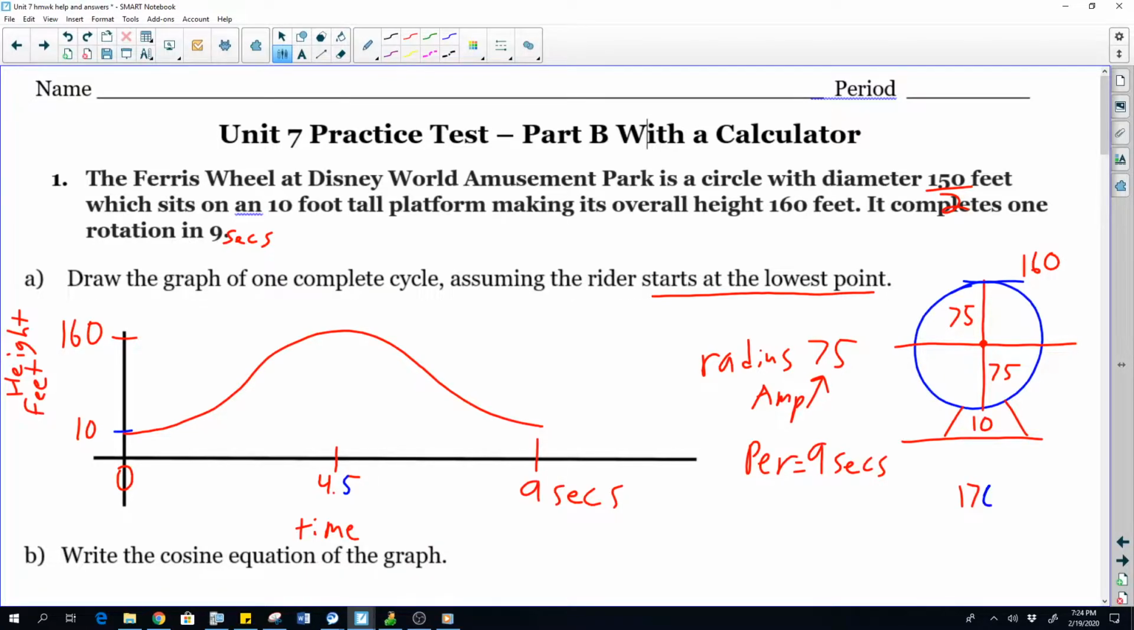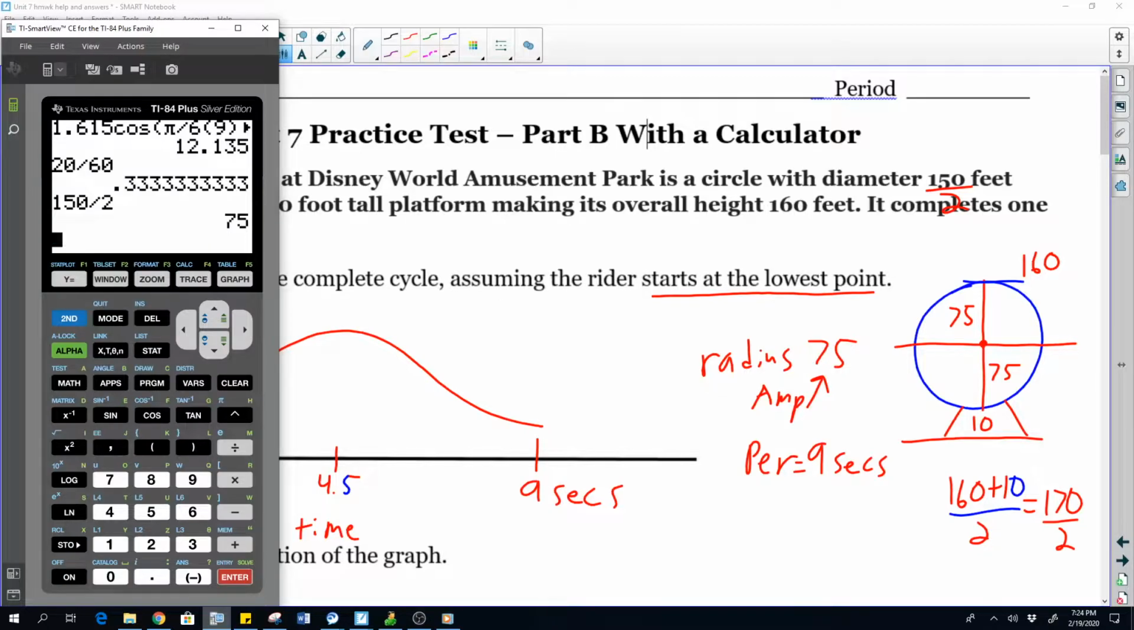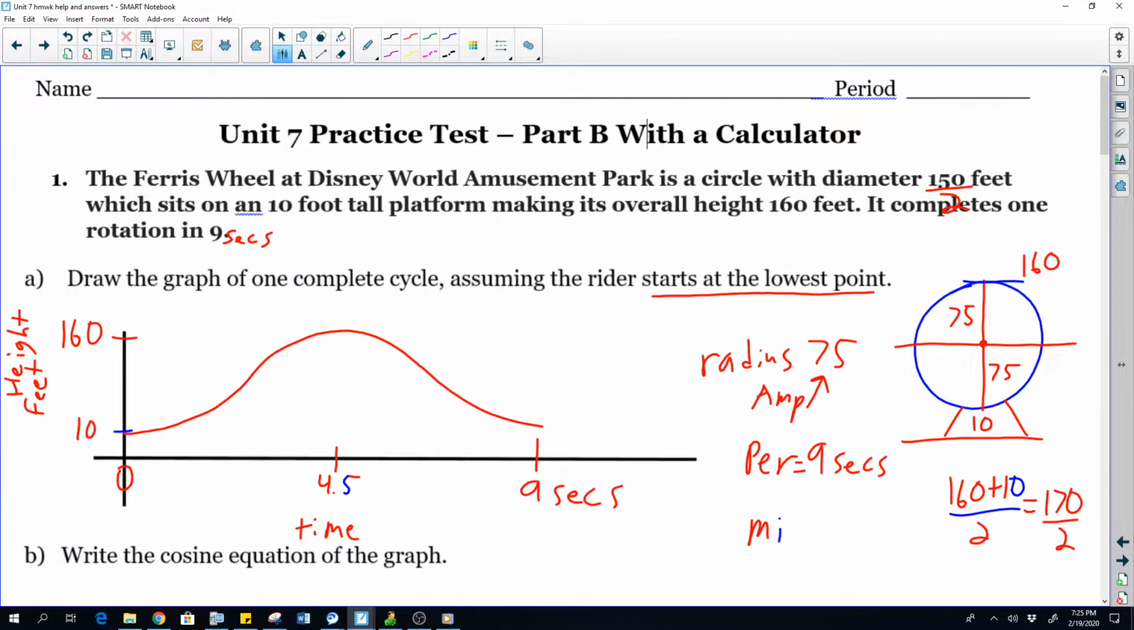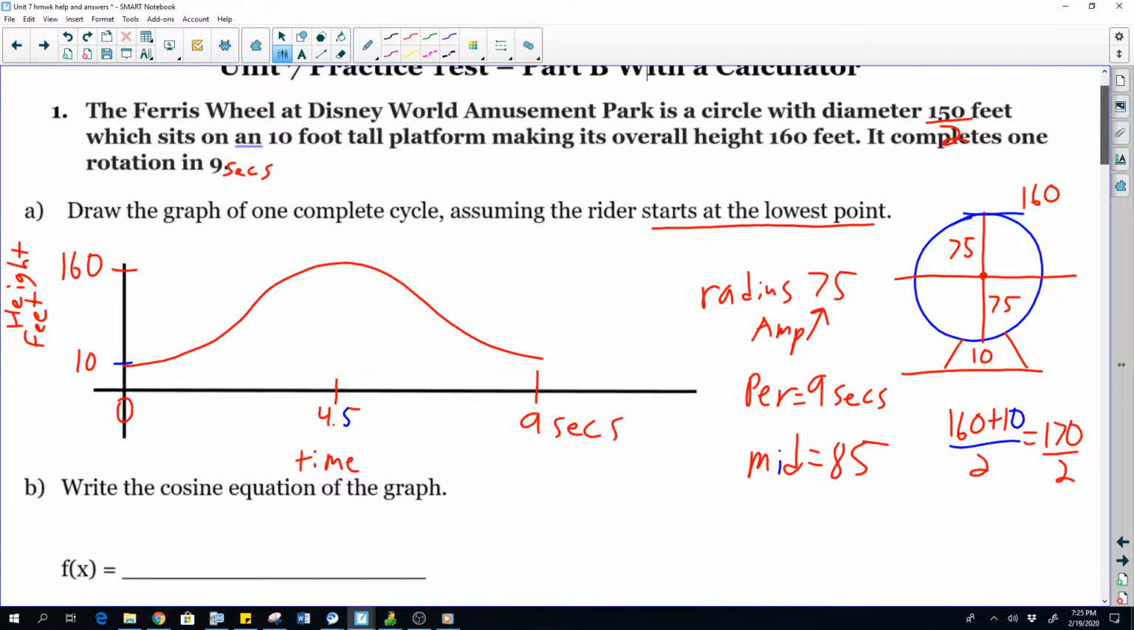Right? So that would be 160 plus... Ooh, whoa. So yeah, the maximum is 160. That's right. So 160 plus 10 divided by 2. So that's 170 divided by 2. And now let's show you both ways. So 170 divided by 2 is going to give us our midline of 85. Or you could have done the maximum 160 minus our amplitude of 75. And that would also give us 85. Nice. So then we need that to write our equation. And so our midline is 85. Beautiful, not too bad. Ace it on the test.